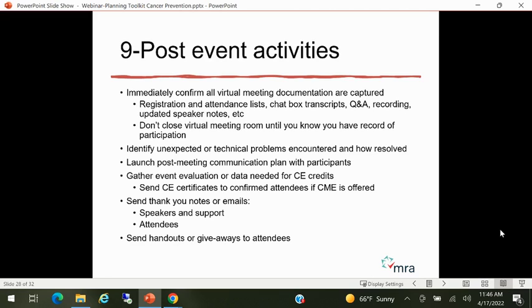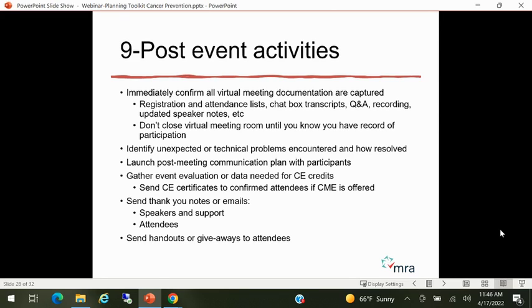Launch your post-meeting communication plan with your participants. That may be including how you send out CE credits. You may be sending out the Q&A handout. You may be sending them a list of contacts or where they can go next or resources, whatever it is. But launch the post-meeting communication plan right away. The sooner you reach out to those individuals, the more likely they are to take action and to respond to your facility.